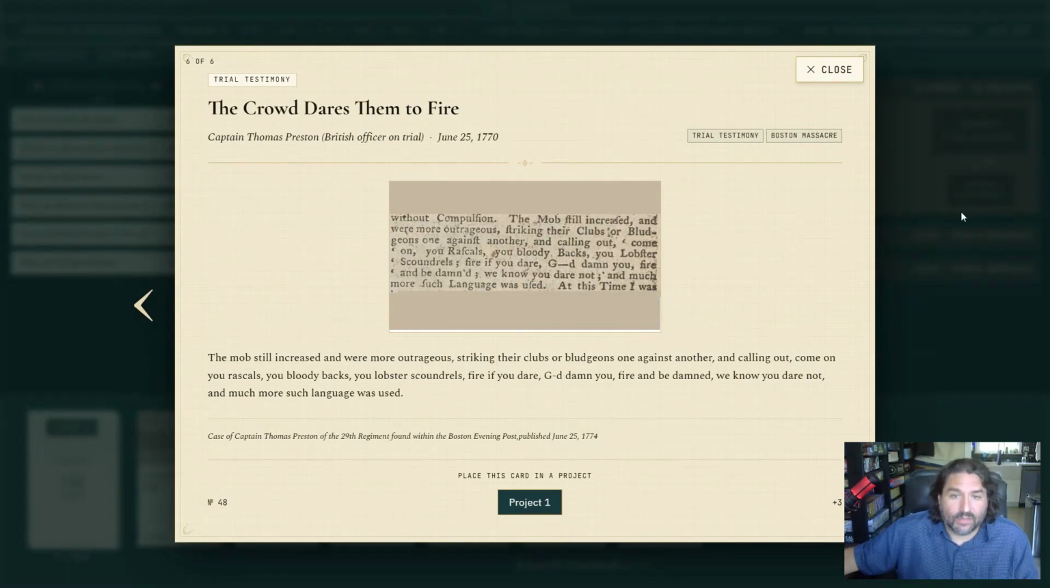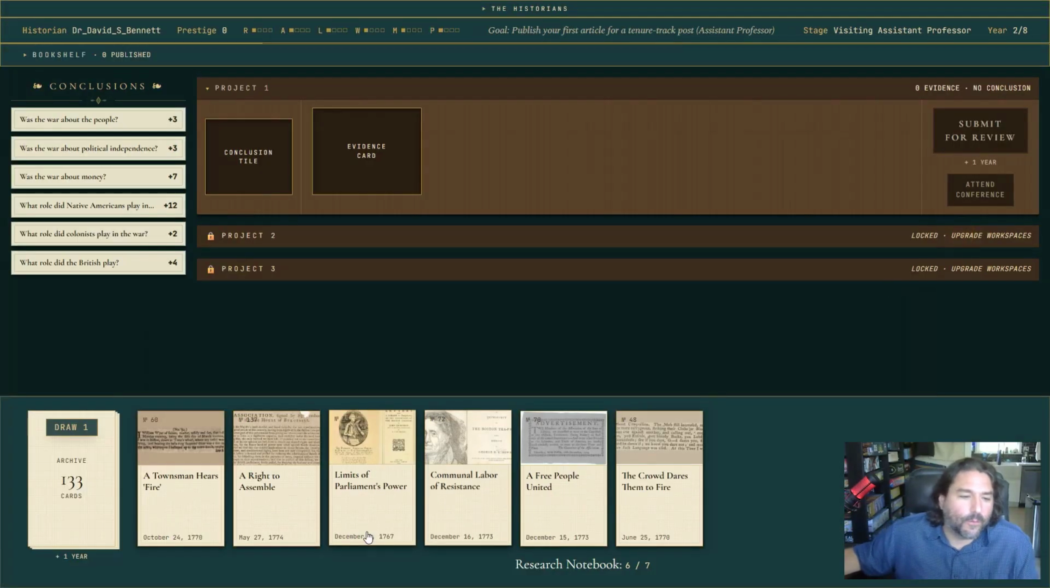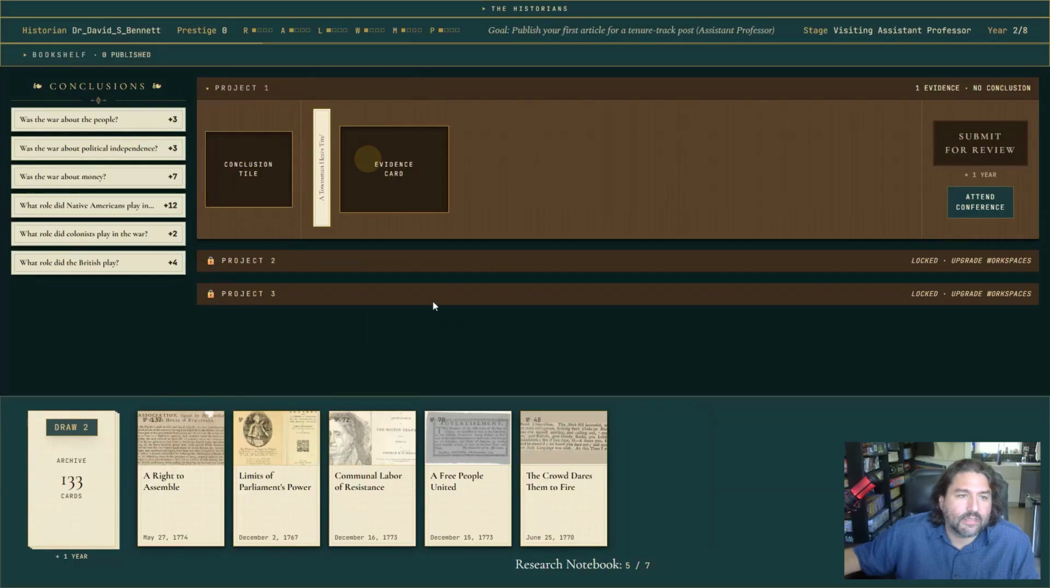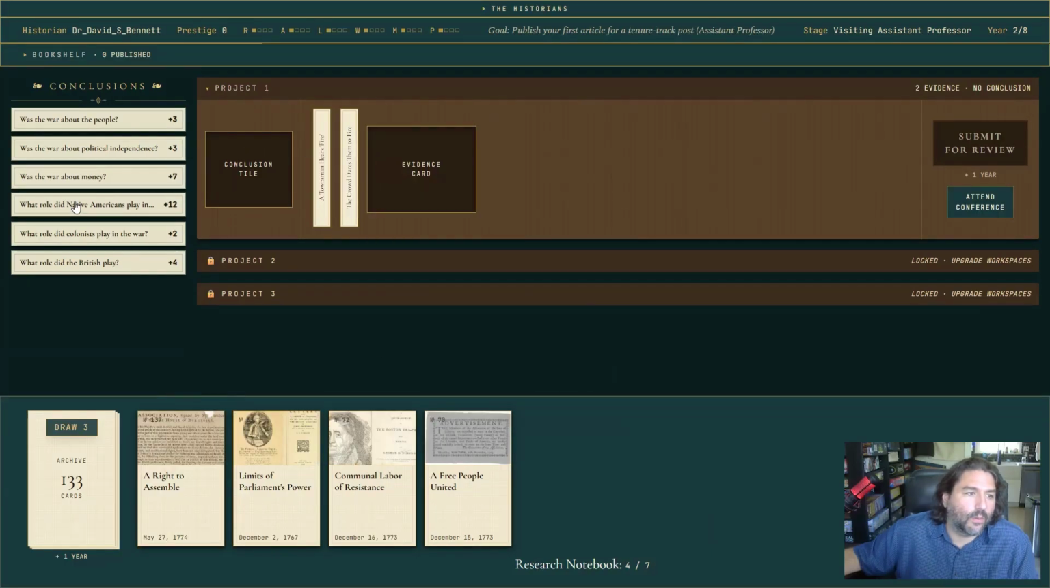And Thomas Preston. Now, this is, of course, Boston Massacre. So we do have 3 Boston Massacre pieces. We have at least 2. Yeah, we have 2 Boston Massacre pieces. So we could build a social argument utilizing them, which, let's see what happens when we do.